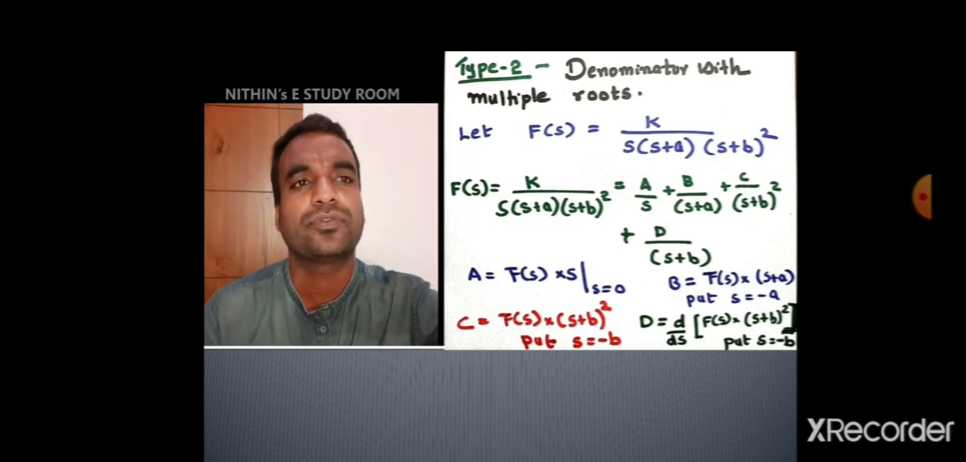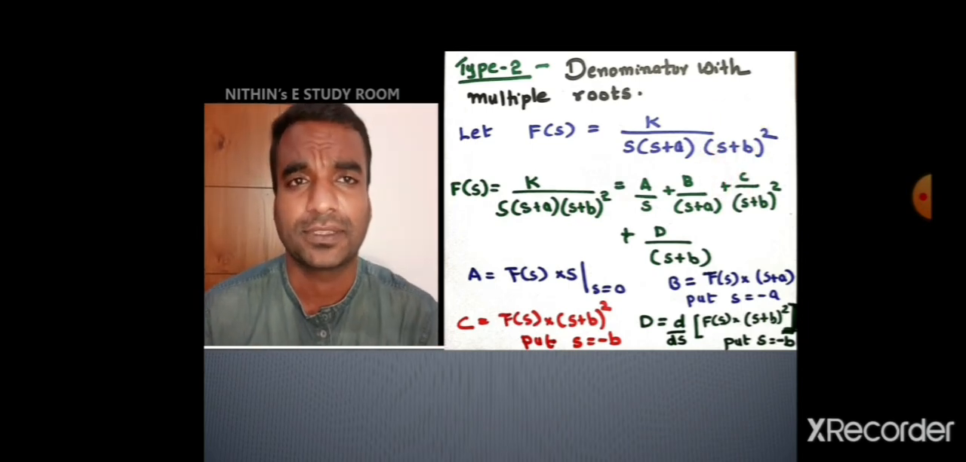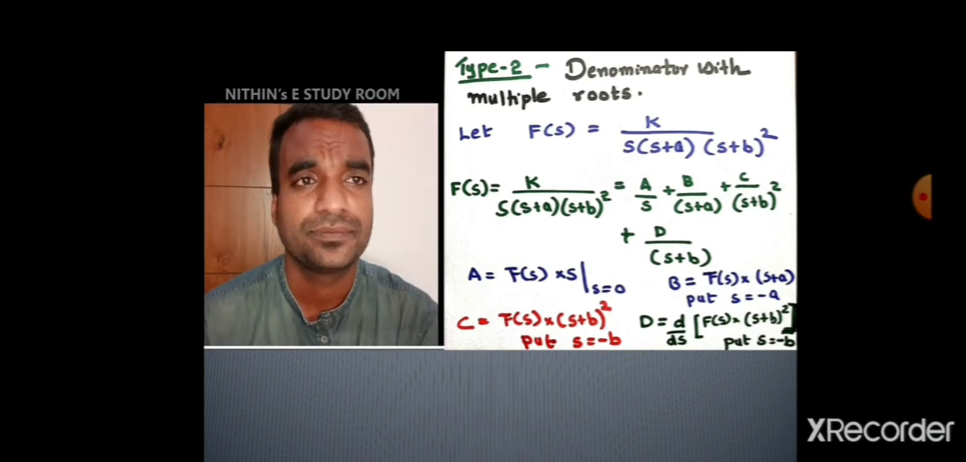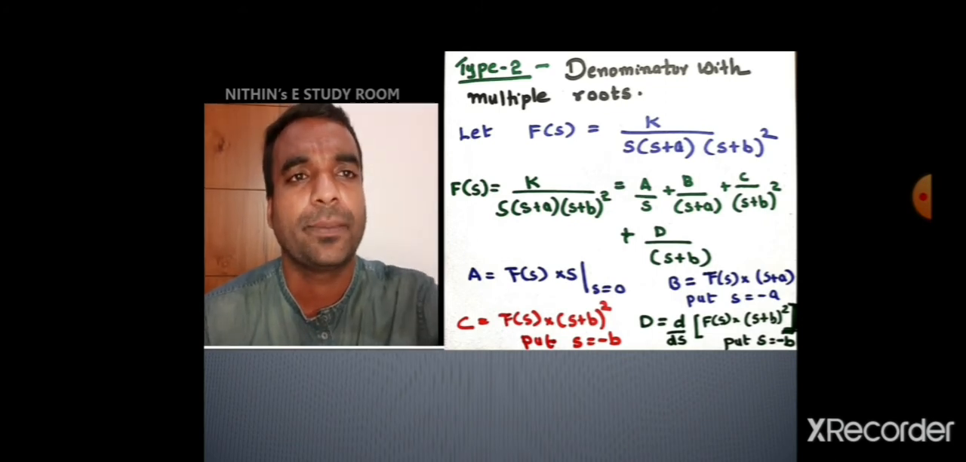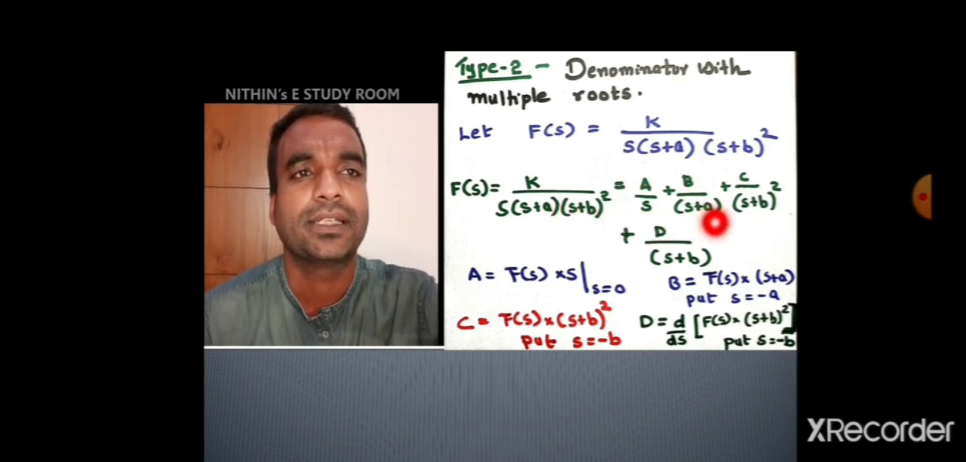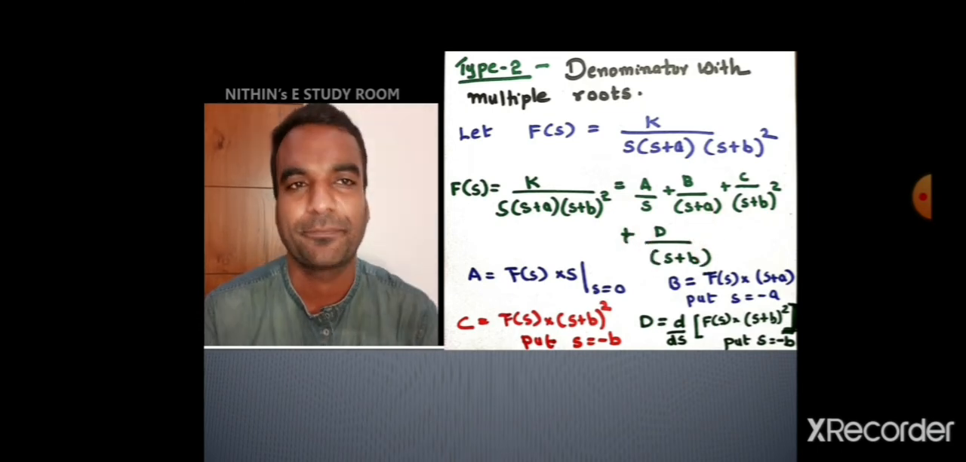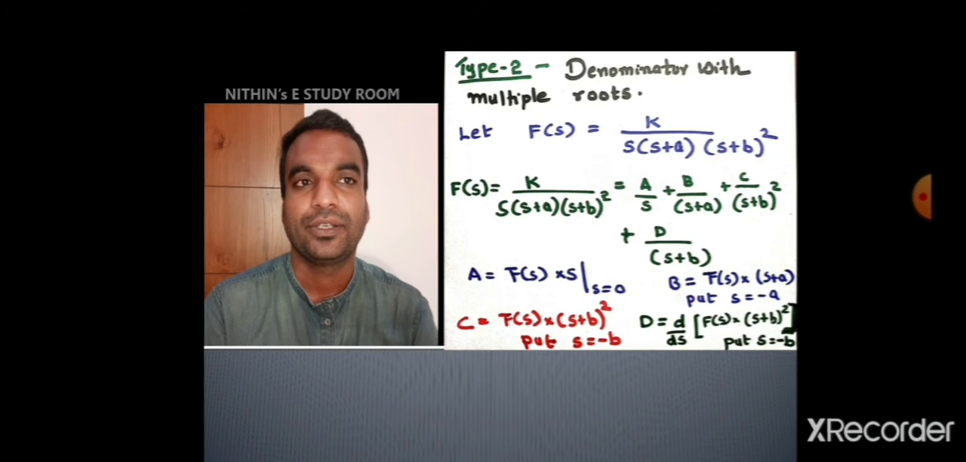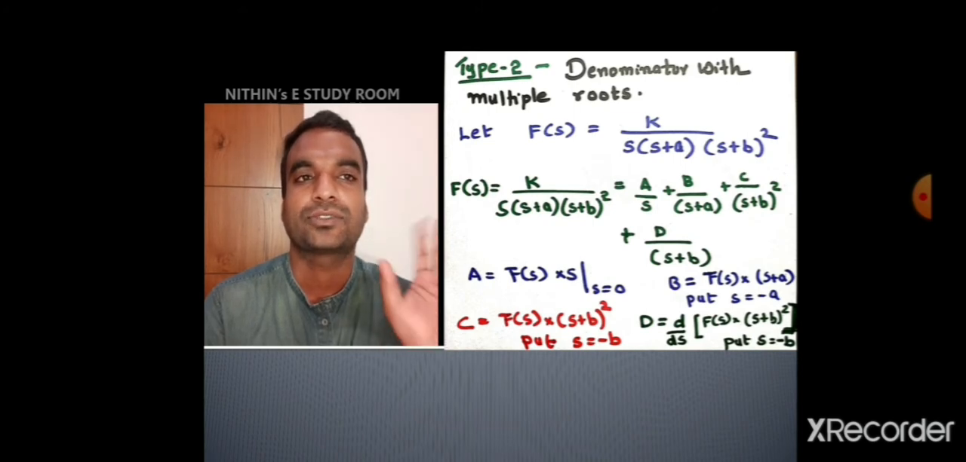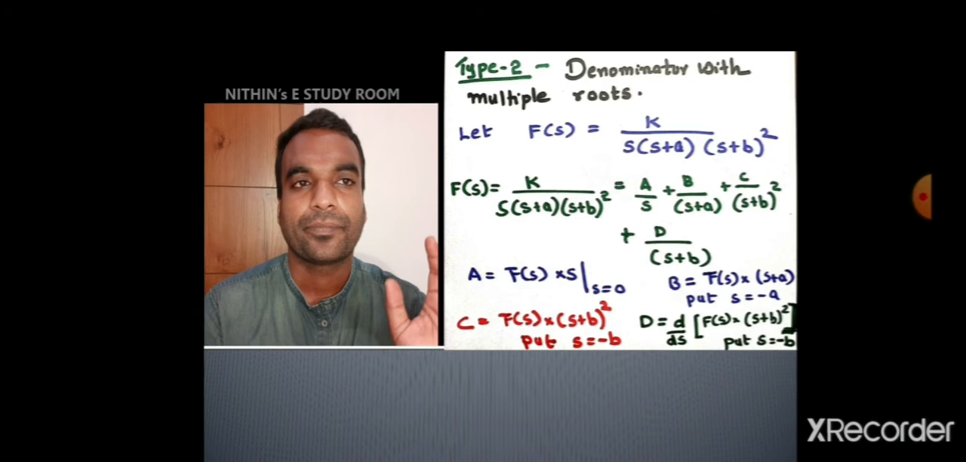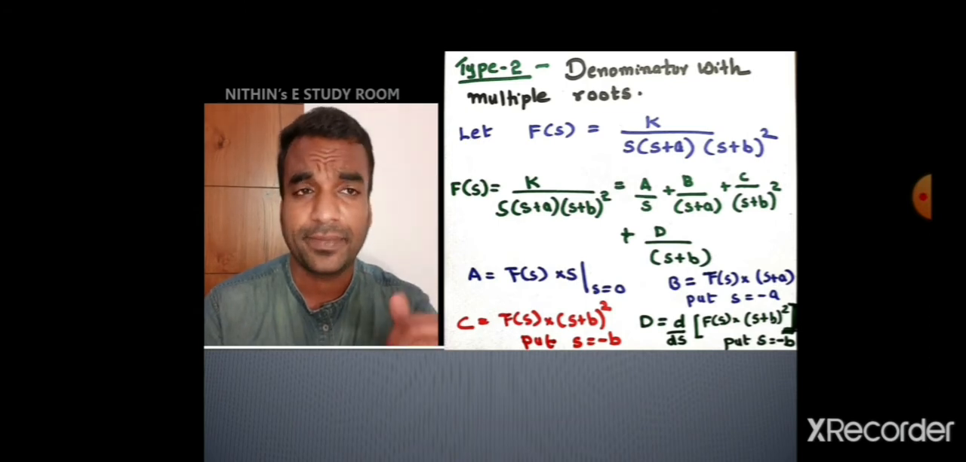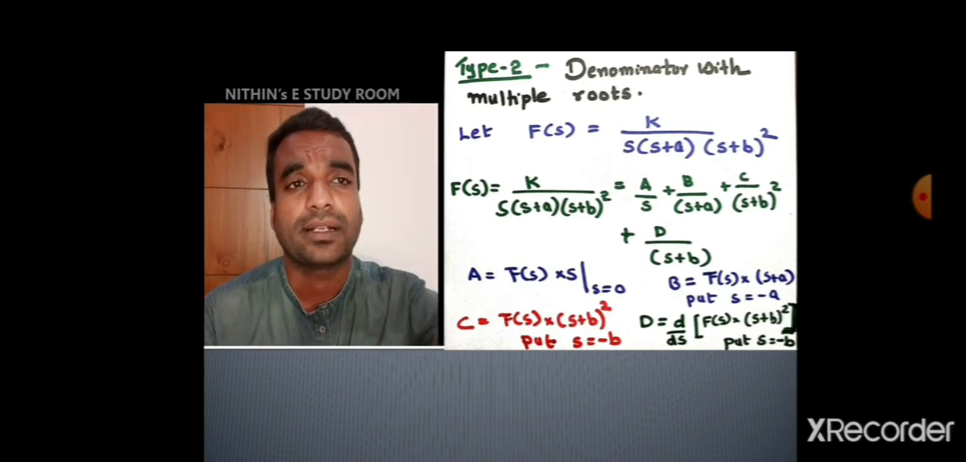So due to the presence of this square term, we can't exactly apply the previous method. We have to take some adaptations. So let us see. F(s) is equal to K by s into (s plus a) into (s plus b) square. That is equal to A by s plus B by (s plus a) plus C by (s plus b) square plus D by (s plus b). This is very, very important. You can't stop partial fraction at the square term. You have to add another term D, and you have to write like this, s plus b only.